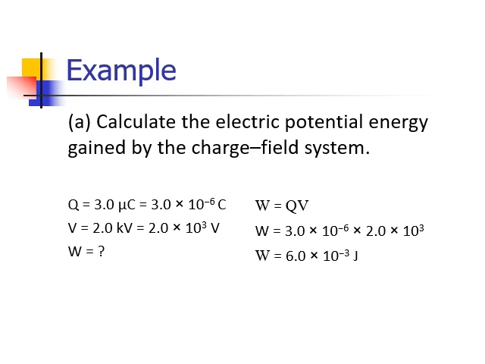Okay, so calculate the electric potential energy gained by the charge field system. So electric potential energy is going to be equal to the work that has been done on the charge to move it from A to B. So W is equal to Q times V. Q is 3 microcoulombs. V is 2 kilovolts. Multiply the two together to get our answer at the bottom there.